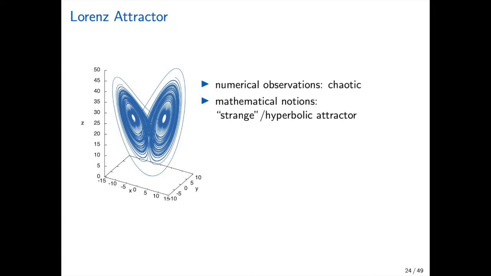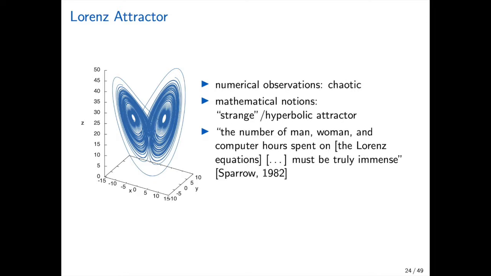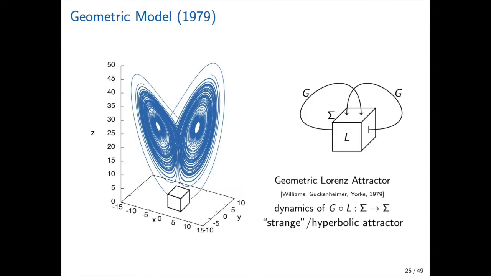Yes, so the numerical observations were that this structure is chaotic, so small initial deviations produce different long-term behavior. The mathematically precise notion is that there's a strange or hyperbolic attractor. And apparently lots and lots of people have worked on these equations, on the problem. But up until Tucker's work, there haven't been any rigorous proofs that this is chaotic. In the late 70s, Williams, Guckenheimer, and Yorke came up with a model. It's called the geometric Lorenz attractor.